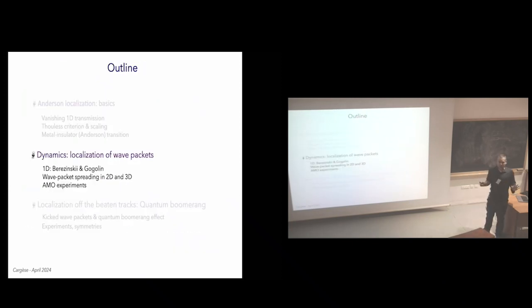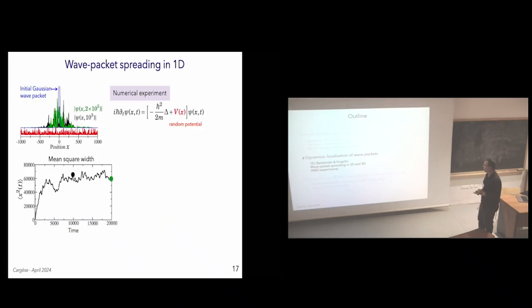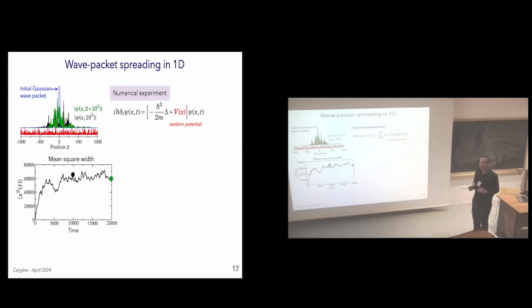Okay, so I'm done now for the crash course. Actually, I disseminated a little bit many properties that I will illustrate from now in this second part, which is about the dynamics of localization, essentially in cold atom experiments. So the problem we are interested in here is just the spreading of a quantum wave packet in a disordered potential.